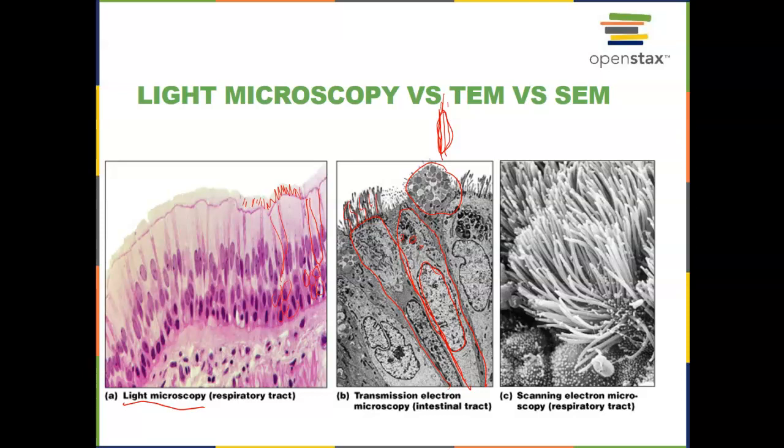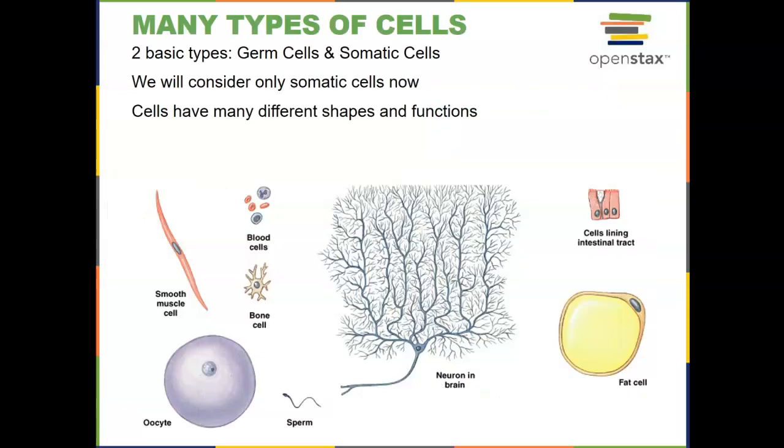Now with the scanning electron microscopy image, you can actually make out all the individual little cilia. Look how beautiful, but you can't see in the cells. So cytologists really spend a lot of time using all three techniques to get a very good visual idea of cellular structure inside of tissues. So let's first talk about cells before we talk about building tissues.